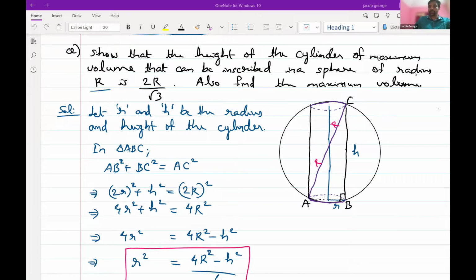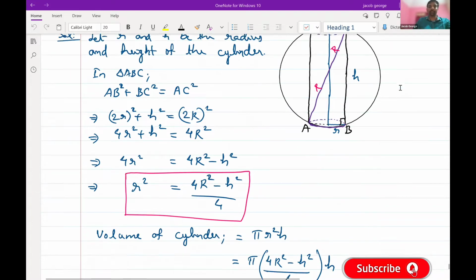So that the height of the cylinder of maximum volume that can be inscribed in a sphere of radius capital R is 2R by root 3. Also find out the maximum volume. So the first part we proved, or 3/4 of this question is completed. Now 1/4 is remaining, that is, find out the maximum volume.